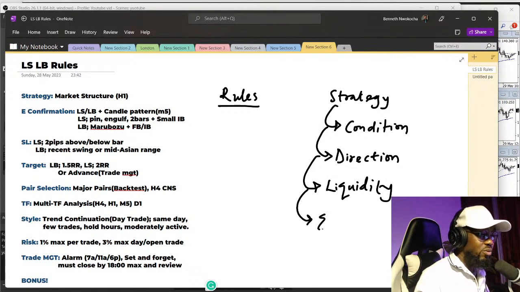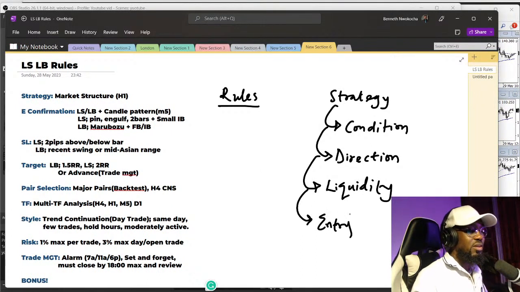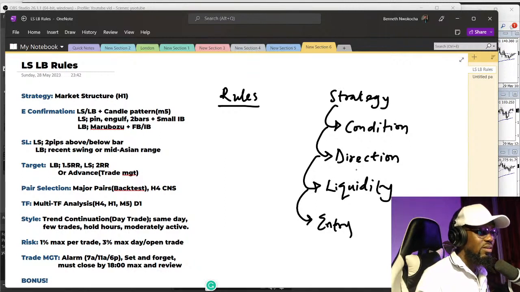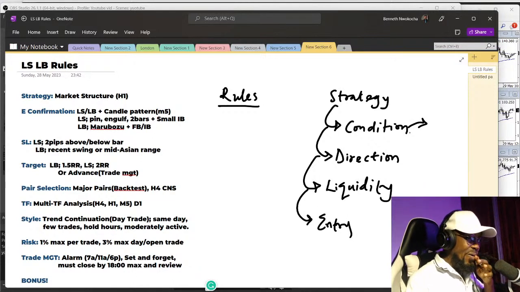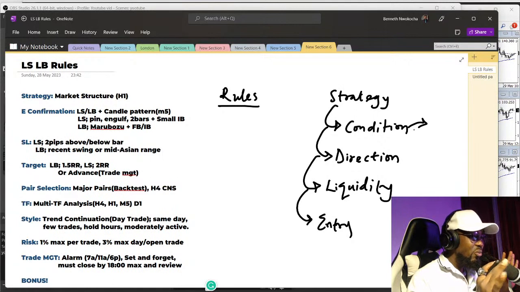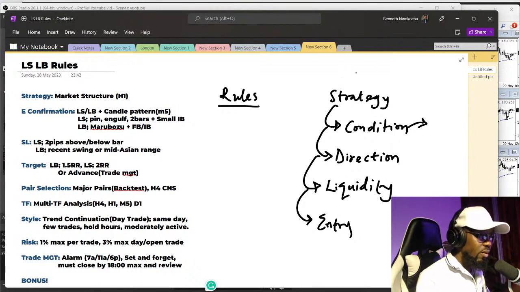Once this is taken care of, the next thing you want to see is your entry. So take note of these things, guys. The condition of the market, your strategy should be able to tell you. What we want is clarity. We want a reason to participate. So for the condition, I'm going to be making reference to my own strategy here.